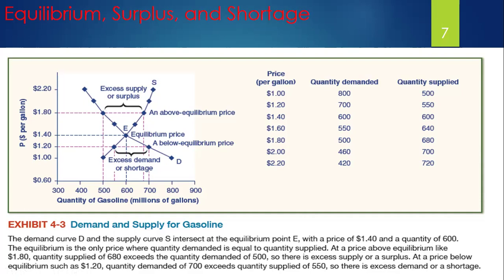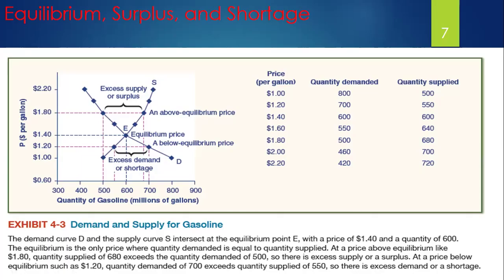When the price drops to $1.20, the market is going to push the price back up to $1.40, because the quantity supplied here is less than the quantity demanded. So higher demand, lower quantity, the price is going to be pushed up again to $1.40. So this is what is called the equilibrium price.